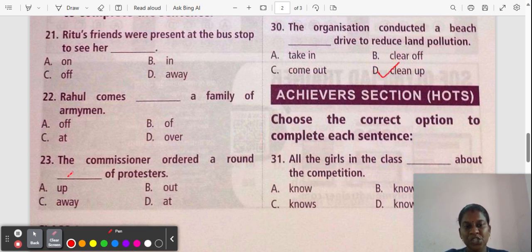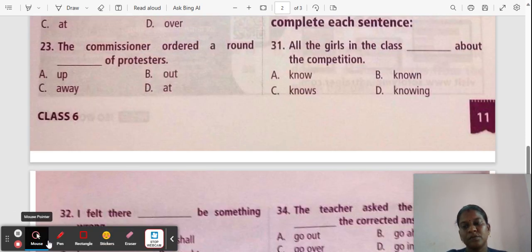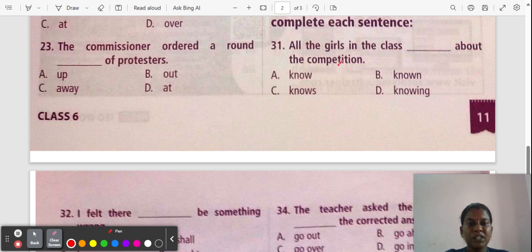Then achievers section, choose the correct option to complete each sentence. Question number 31. All the girls in the class dash about the competition. Option A, know. Option B, known. Option C, knows. Option D, knowing. Here, known is the past participle. So, all the girls in the class know about the competition. Option A, know, is the correct answer.